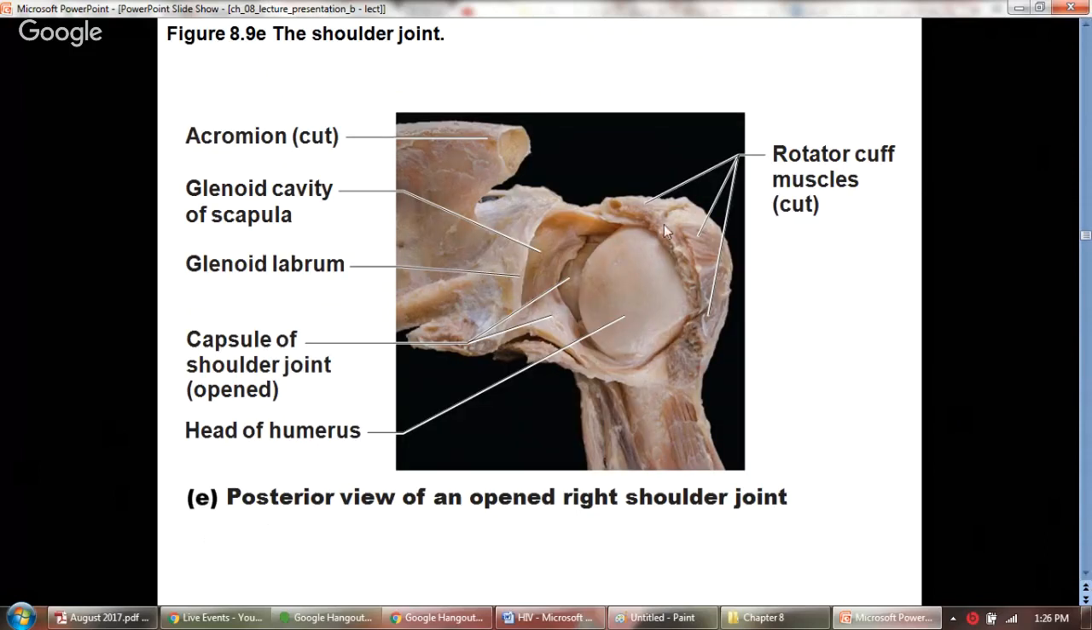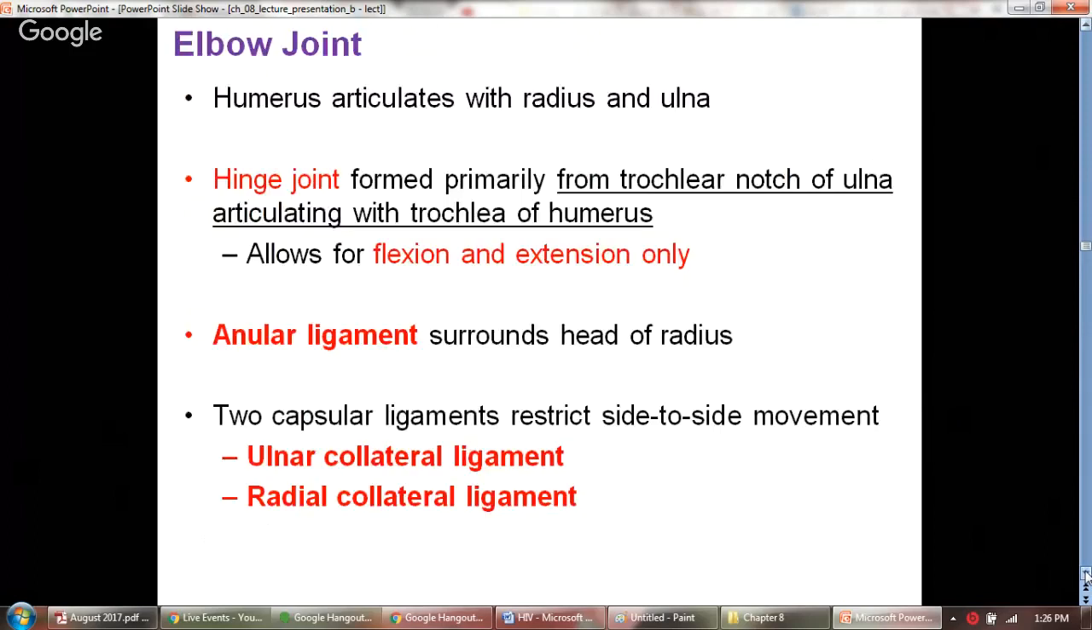So here it shows the rotator cuff muscles, even though it's not clear as individual muscles. These tendons further reinforce the shoulder joint. The elbow joint is also found in the upper limb. The humerus articulates with the radius and ulna in the elbow joint. This is a hinge joint.